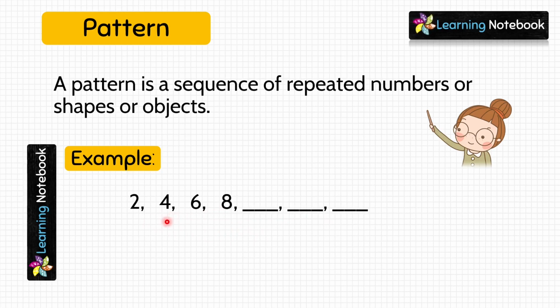So here numbers are 2, 4, 6, 8. So students, we can see that these are multiples of 2. Therefore, the next number in this pattern will be 10, then 12, and lastly we will write 14. So this is a pattern here. It is a multiple of 2. 2, 4, 6, 8, 10, 12, 14.